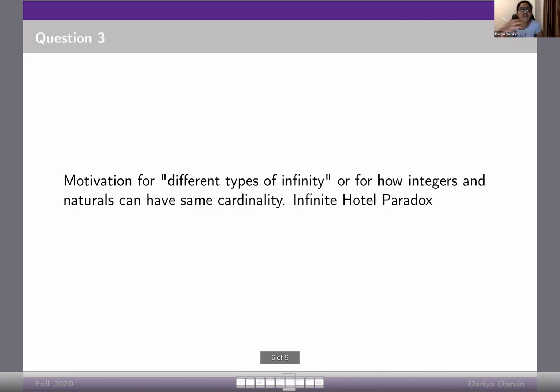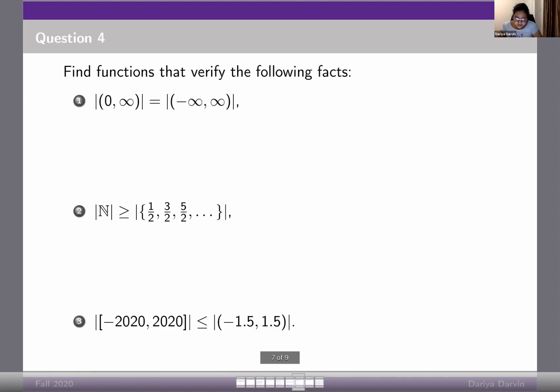Not all infinity is the same. Infinity is not a number. You can't say infinity is bigger than infinity, or infinity equals infinity. Nothing like that makes any sense. And this is important when you start talking about the concept of cardinality.